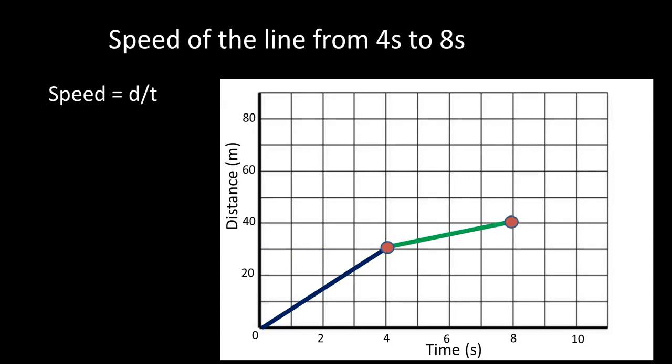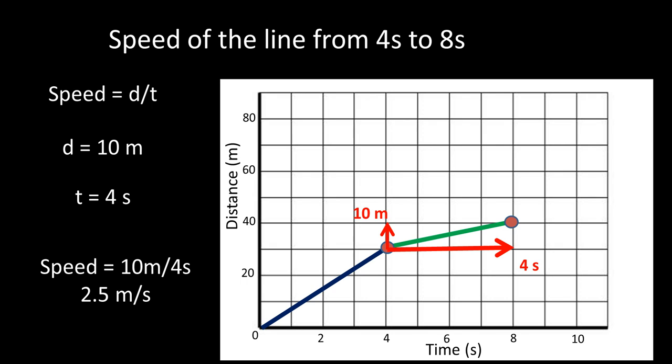Next, we'll find the speed of the second portion of the line from 4 seconds to 8 seconds. So here we have to be careful because our starting point is the end of the first line segment. So our distance is just that little bit. Our distance is only 10 meters from 30 to 40. Our time is from 4 to 8, so that's a total of 4 seconds. So our distance is 10 meters, our time is 4 seconds, and so our speed is 10 meters divided by 4 seconds, and our speed is going to come out to 2.5 meters per second. So you have to look at the graph carefully and understand exactly what you're measuring.